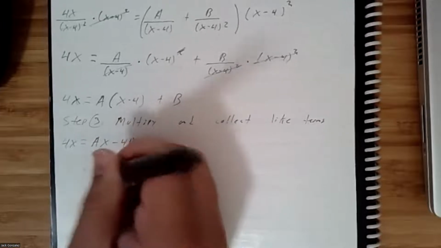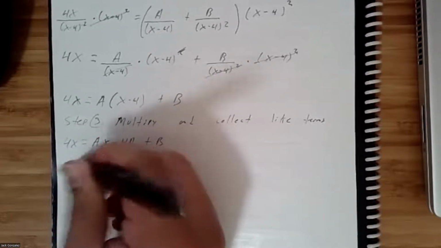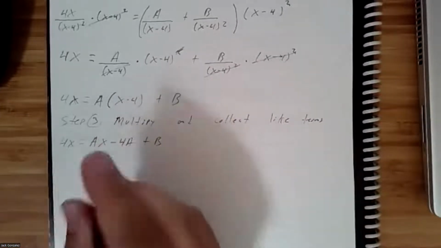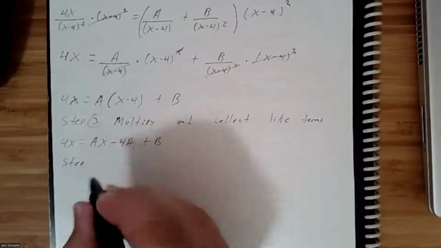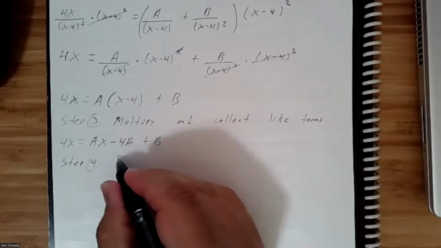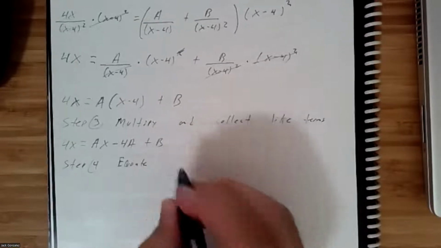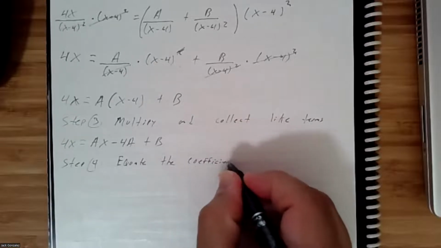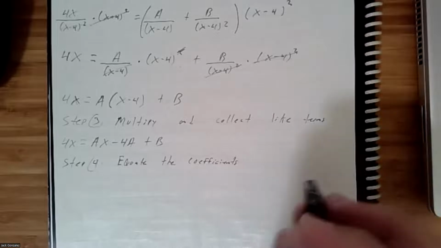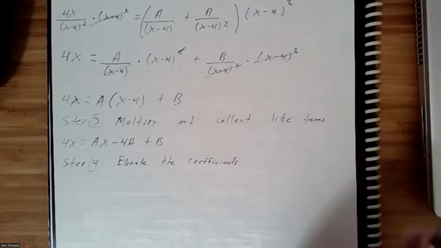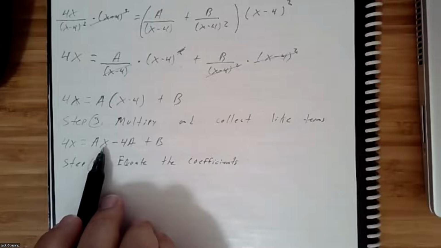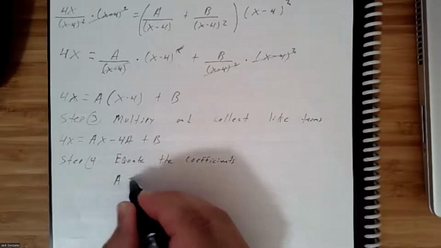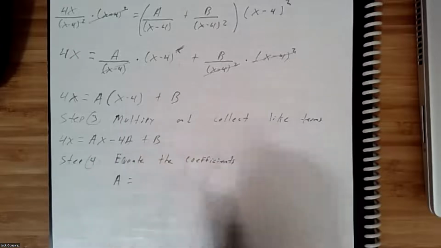At this point, we should just equate the coefficients and create the system. Step 4, equate the coefficients. All right. Notice that there's only one x term, right? So that means that a will be equal to what? Because there's no other ones.